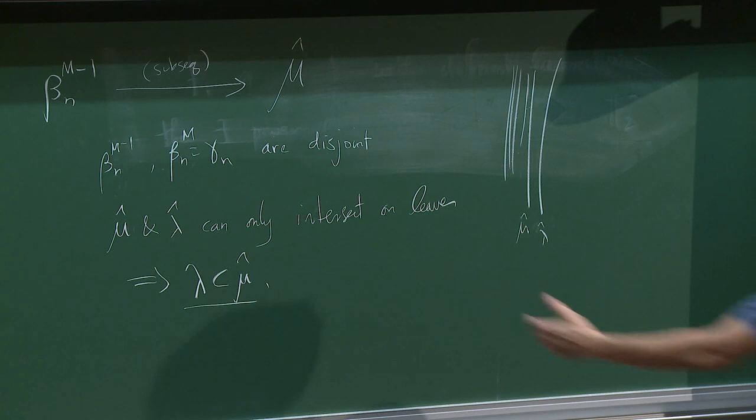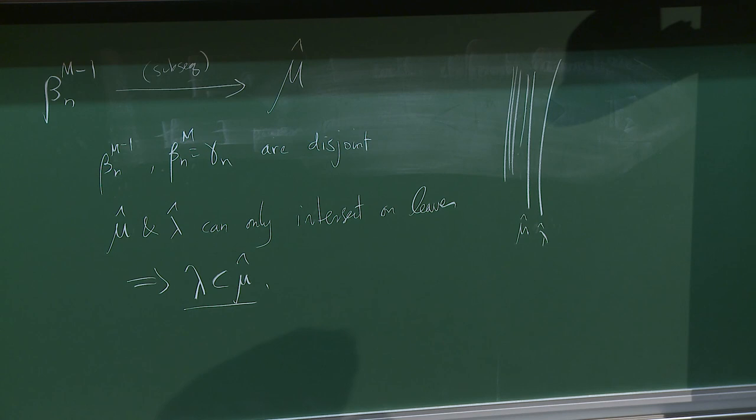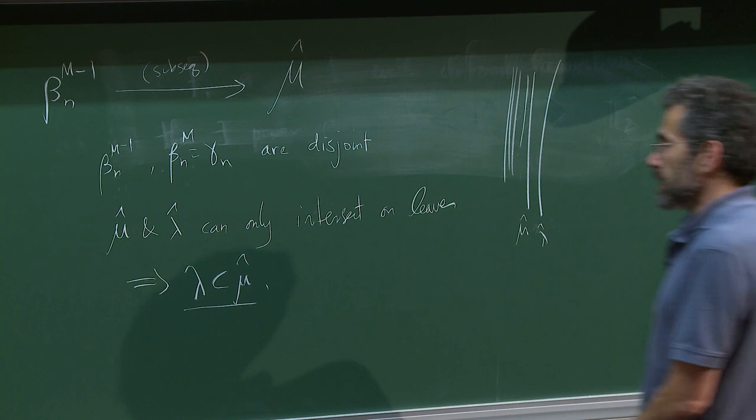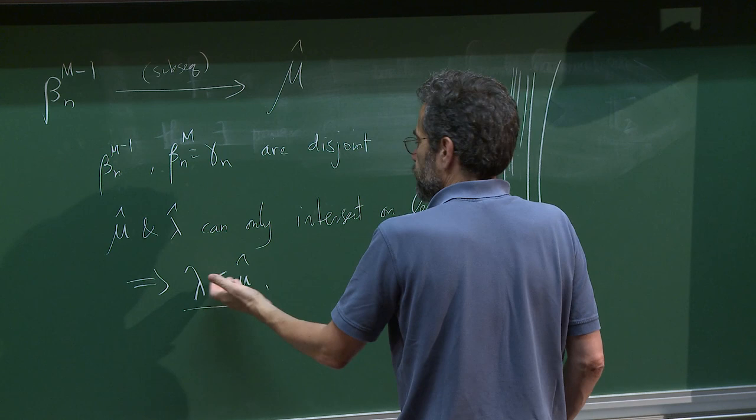Why? They can't just be disjoint, because in the complement of lambda hat, there's nothing. There's just a bunch of polygons. There's no room in there for any uncountable collection of geodesics. So it must contain something. And because lambda is minimal, the only thing that it actually can contain is lambda itself. Everything else accumulates on lambda.